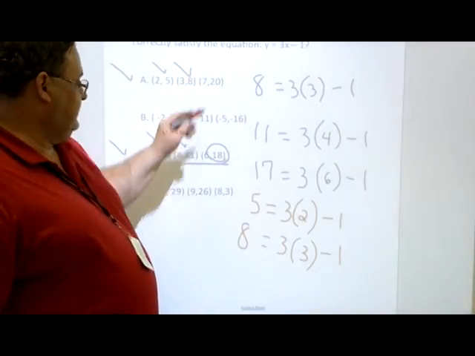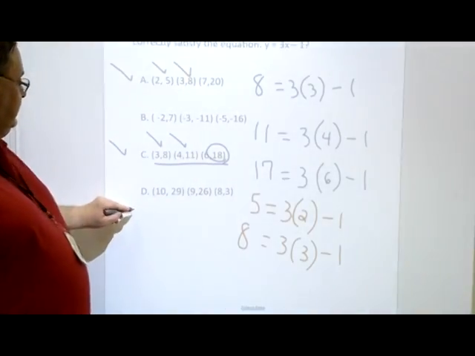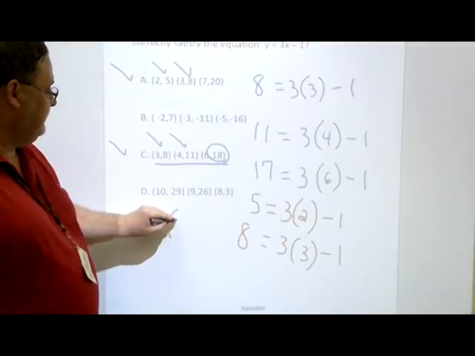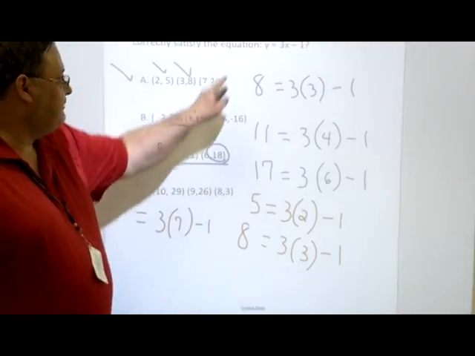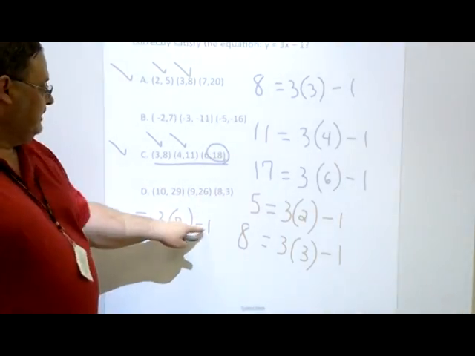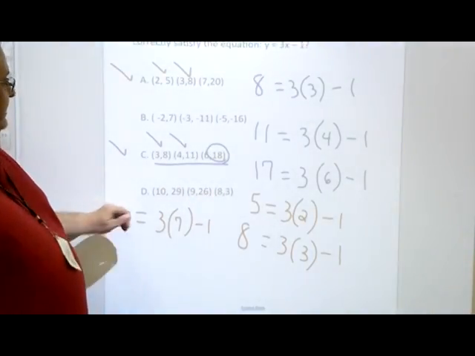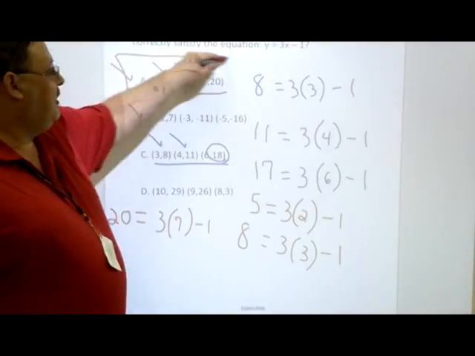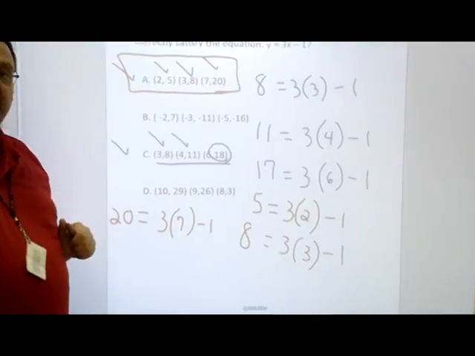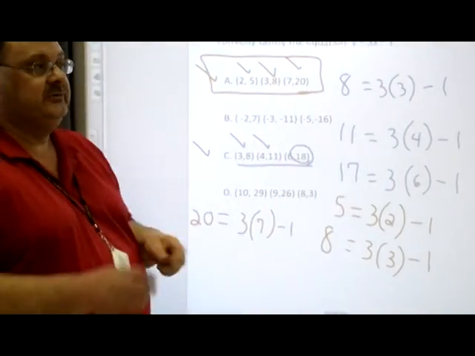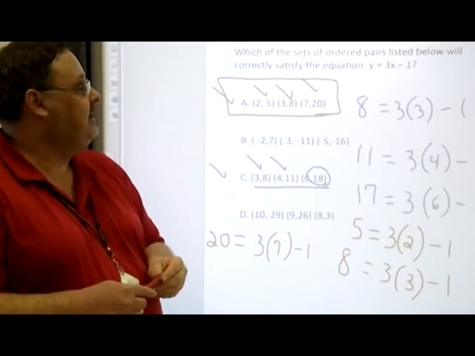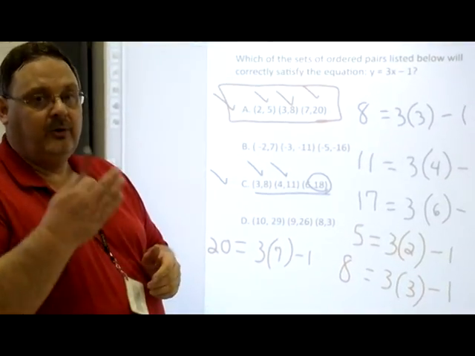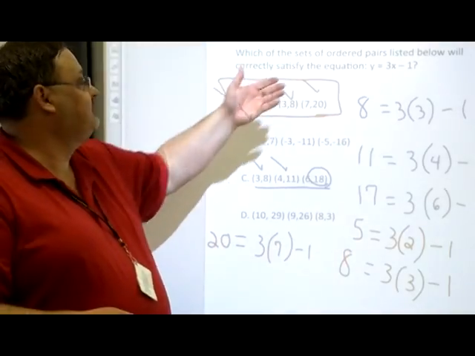And then finally, let's check the next ordered pair. The y value is 7, so 3 times 7 is 21, minus 1 is 20. I check, and the y value is 20. So in this case, all three of the ordered pairs are a solution. This would be my answer for this equation on the test. These three ordered pairs all satisfy it and would make this a function.